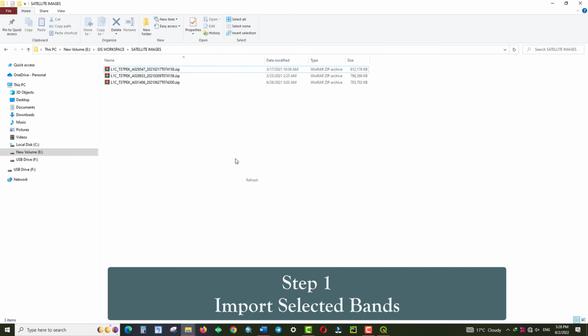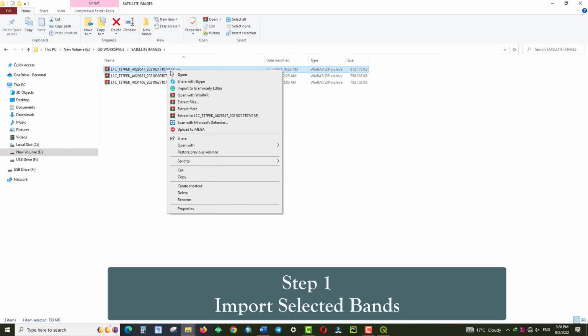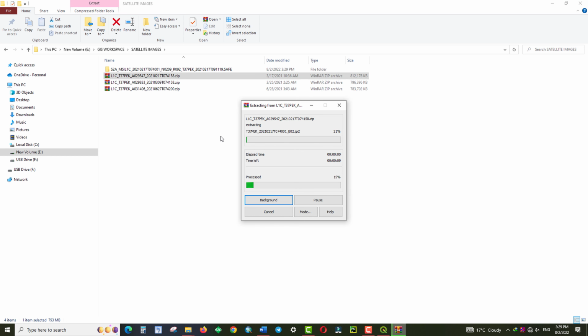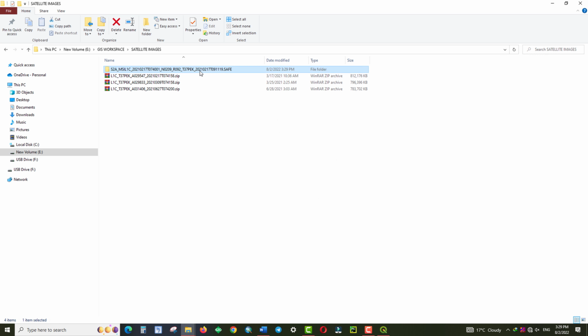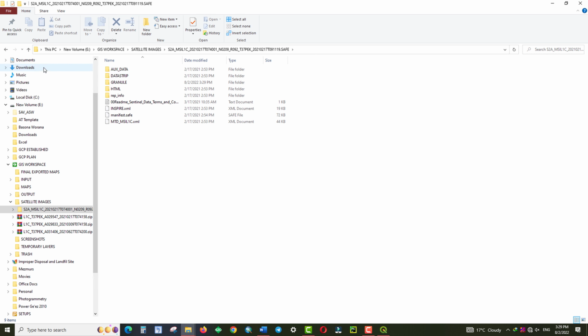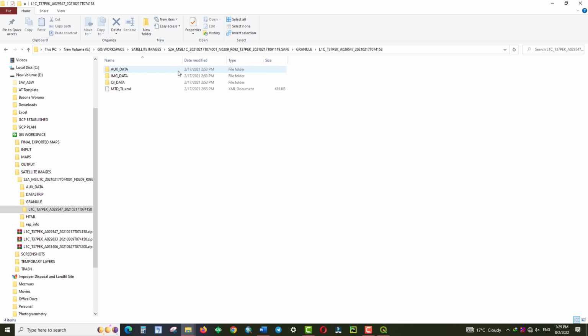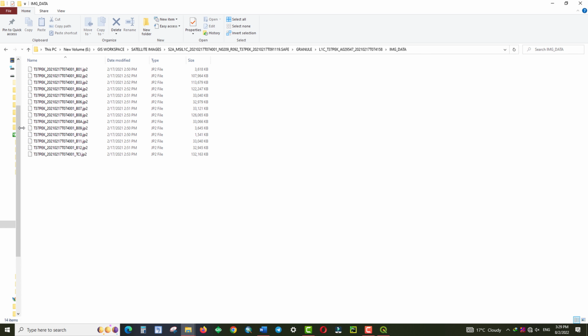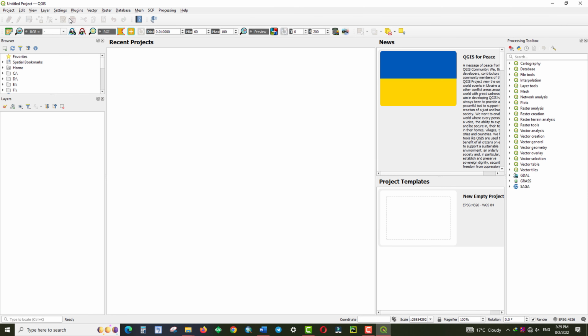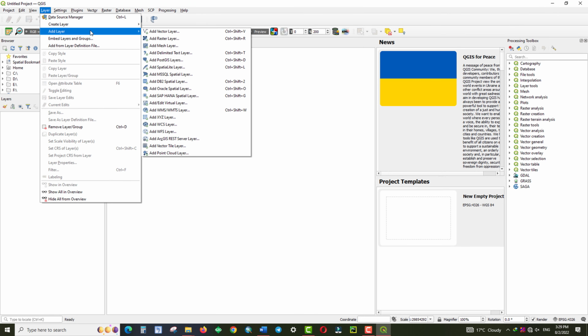These are Landsat 8 satellite images of the year 2021. Extract them to access the image files. You can access the individual band images under a folder named Granule. Import the bands of your interest, in our case band 4 and band 5.